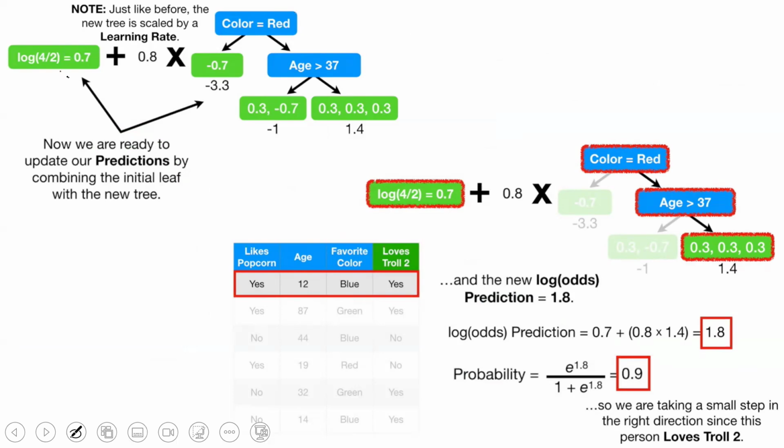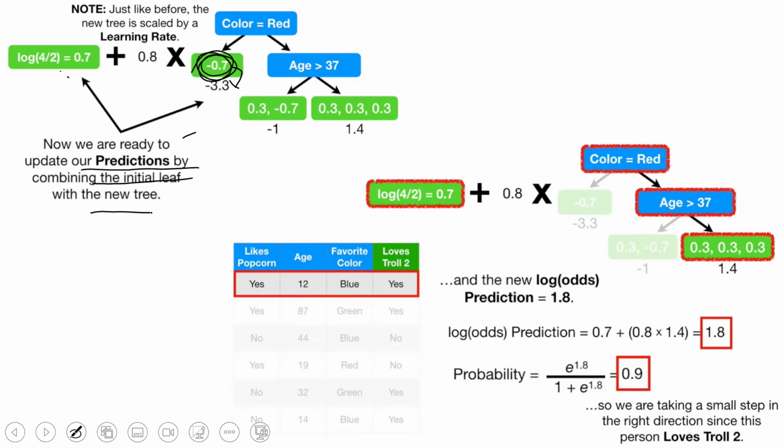So you need to convert the probabilities back to log of odds. These are probabilities, right? You need to convert them to log of odds, so everything has to be on the same scale. Now we are ready to update our predictions by combining the initial leaf with the new leaf.